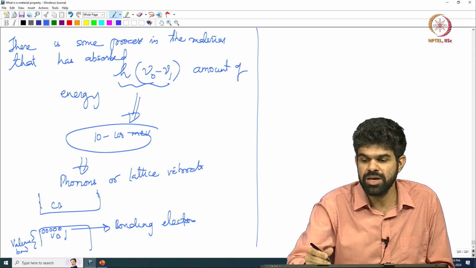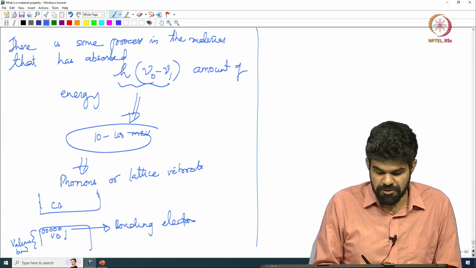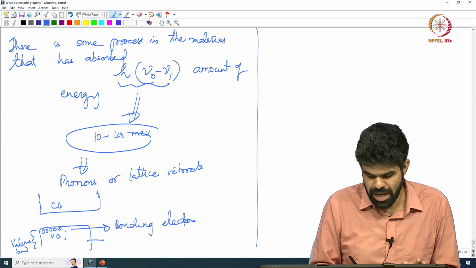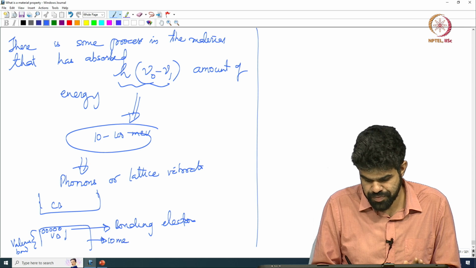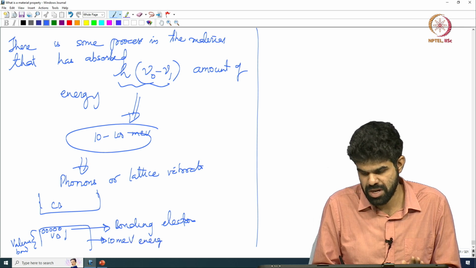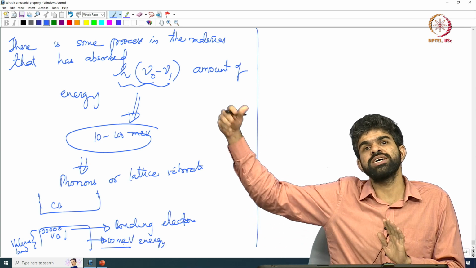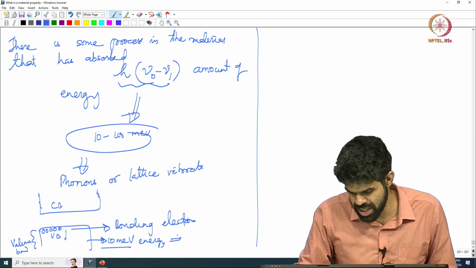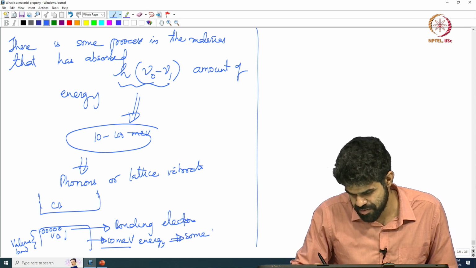So, if this has to lose 10 milli electron volts of energy, there is some phonon in the material that has gained this energy.